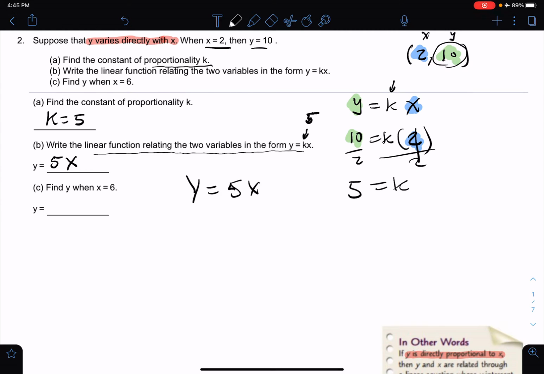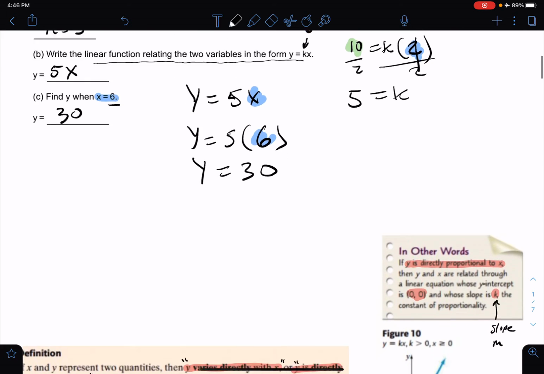And so they're saying, well, question. If I have an x that's 6, what's the y going to be? Well, easy, just sub it in, right? So we're just going to take our y equals 5 times whatever the x is, and they said the x is 6. So 5 times 6 is 30, so therefore y would equal 30. And we're done. That's a direct variation problem.